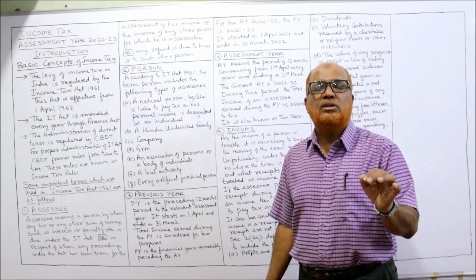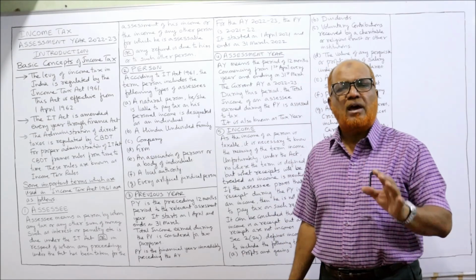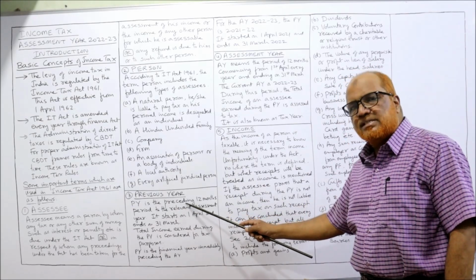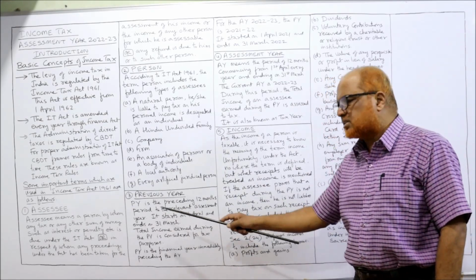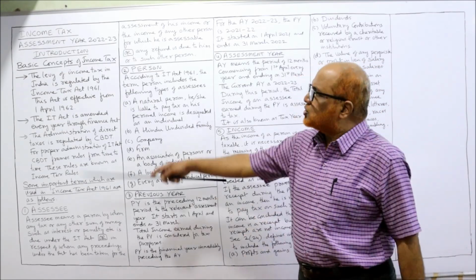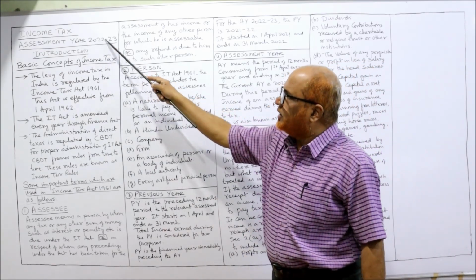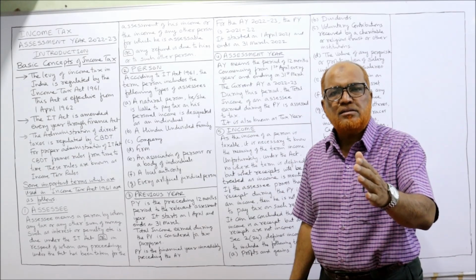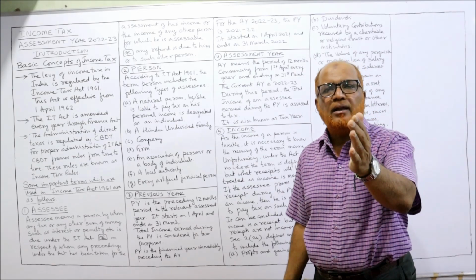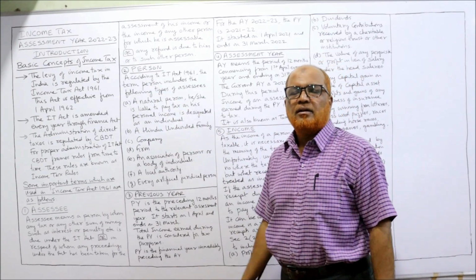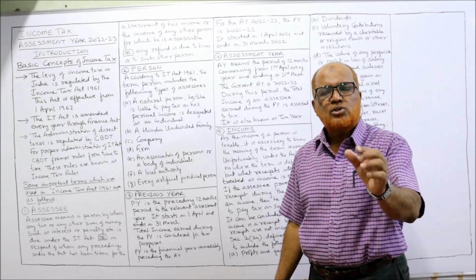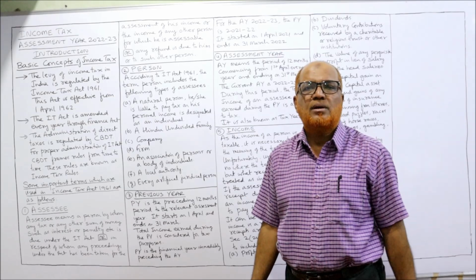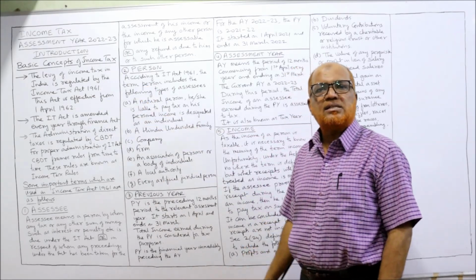Every student must know this previous year, because in the coming problems, in every problem you will come across the word previous year. You must know what is the meaning. Previous year is the preceding 12 months period to the relevant assessment year. The current assessment year is 22-23. For this assessment year, the previous year means the 12 months period immediately preceding the assessment year. Immediately before 22-23, it is 21-22. So 21-22 is the previous year, 22-23 is the assessment year.